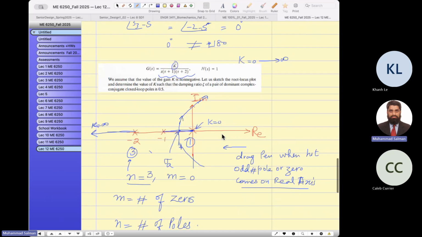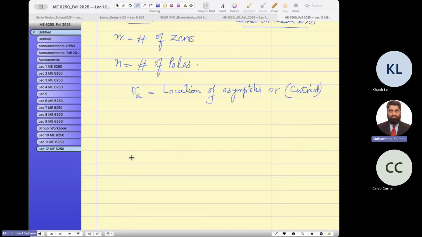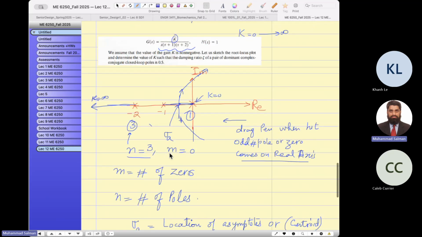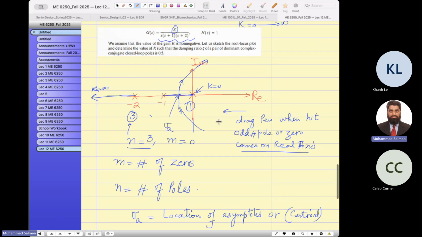So how do you draw the angle of the asymptote? Please write down the angle of asymptote. First of all, where is the location? The formula is the summation of all the poles minus the summation of all the zeros, divided by n minus m. The poles are, in our case, 0, -1, -2, and there is no zero, so minus 0, divided by n minus m, which is 3, so -3 over 3, it is -1. So the location of the asymptote is right over here. This is where the asymptotes will depart.